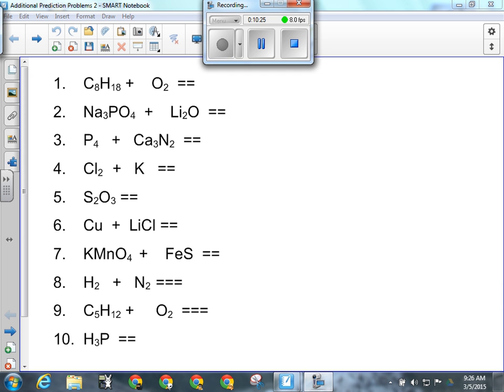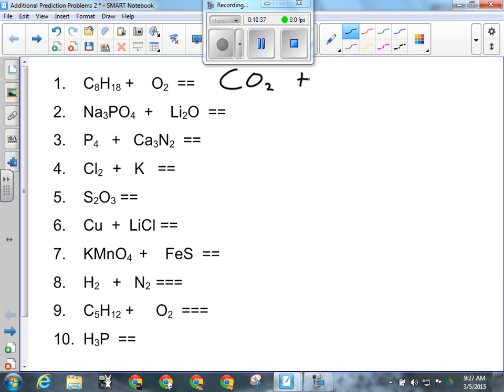All right, let's have a look at a few of these. Our first one here, what kind of reaction do we have? We've got carbon and hydrogen reacting with oxygen. Combustion reaction, okay, products are always CO2 and water. Do I have to apply both rules? Yes, I do, because it's an even number. 2 times 8 is 16. 2 times 18 is 36, so 18 times 2 is 36. 16 times 2 is 32, plus 18 is 50. 25 times 2 is 50. Everybody all right with that?